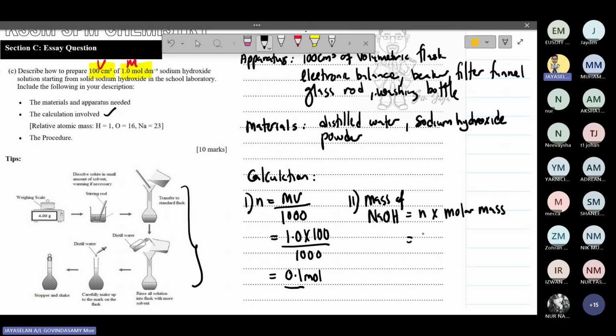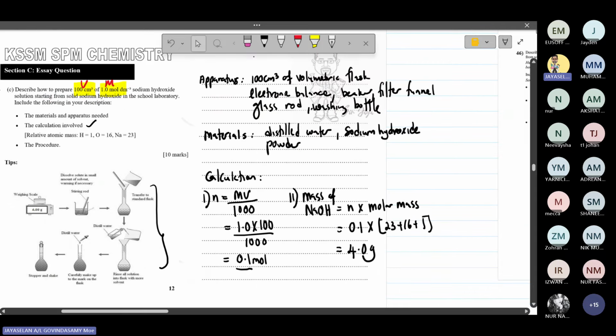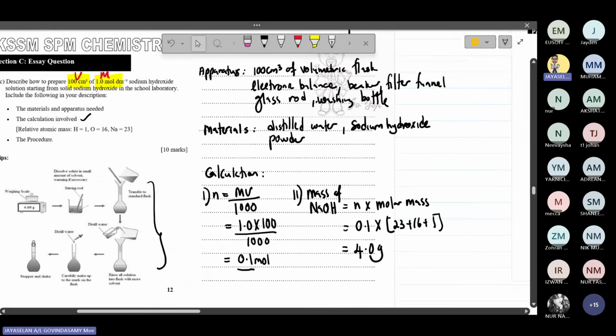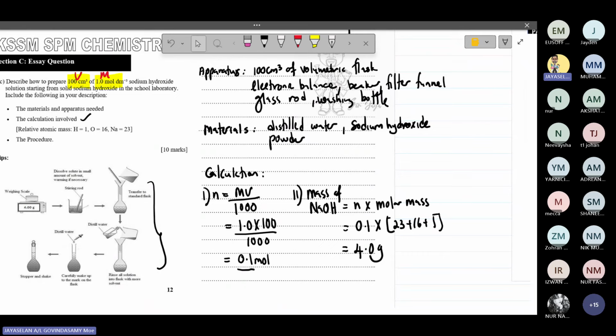Number of mole, take this 0.1 times the molar mass of sodium hydroxide, 23 plus 16 plus 1, which is 40. So you will get 4.0 gram. So you have scored 4 marks here. Any question? No question?